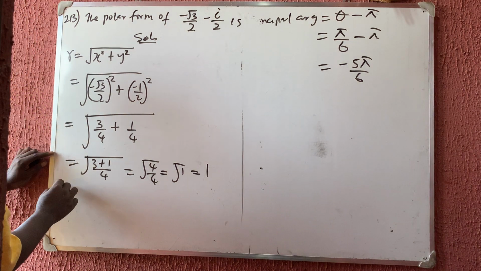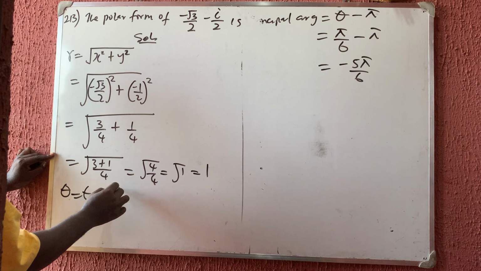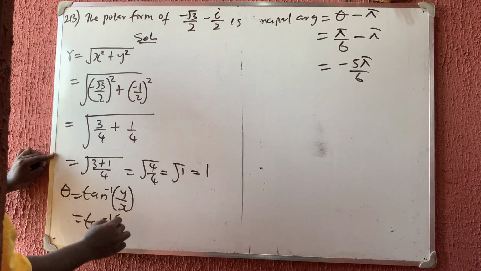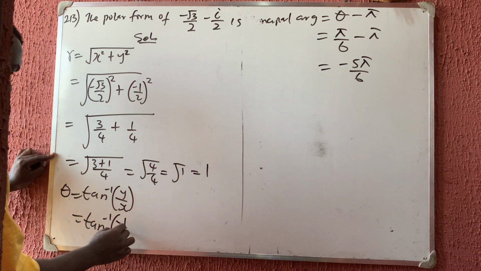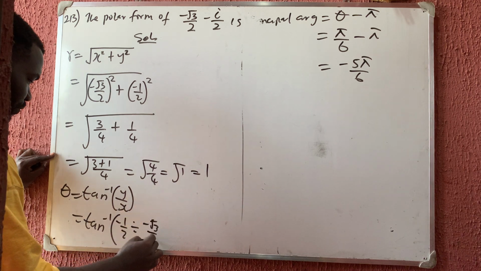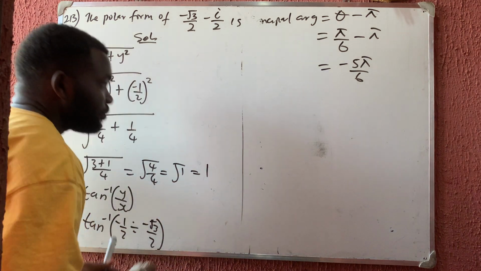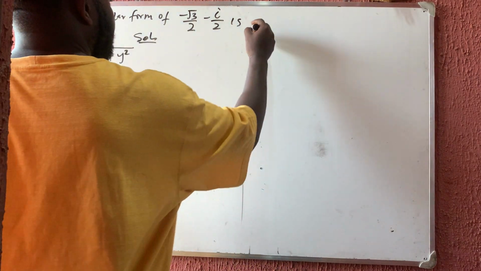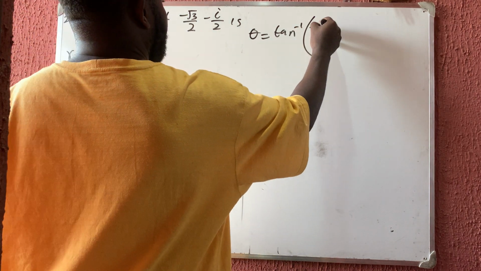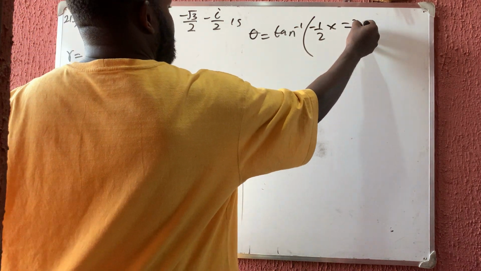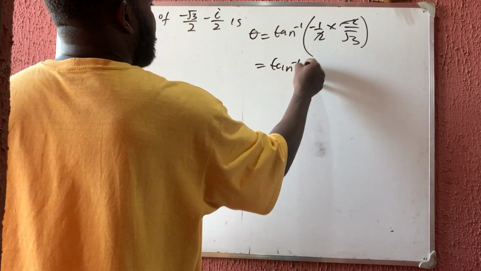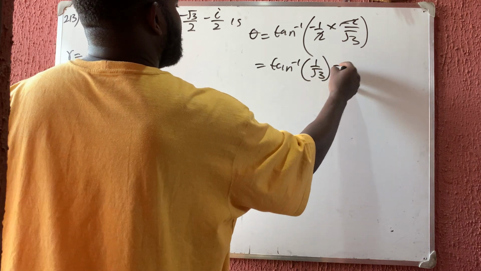Then my argument, theta. Theta is equal to what? The tan inverse of y over x, which is the tan inverse of minus 1 over 2 divided by minus root 3 over 2. So theta is equal to the tan inverse of minus 1 over 2 times minus 2 over root 3. I have the tan inverse of 1 over root 3, which is equal to 30.